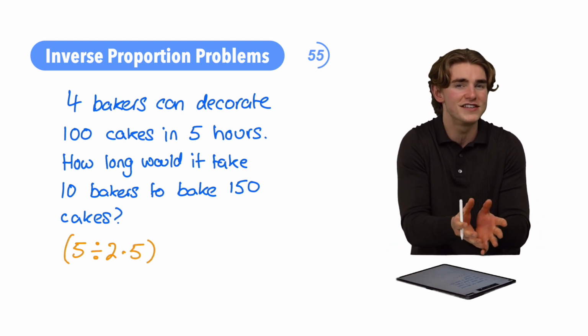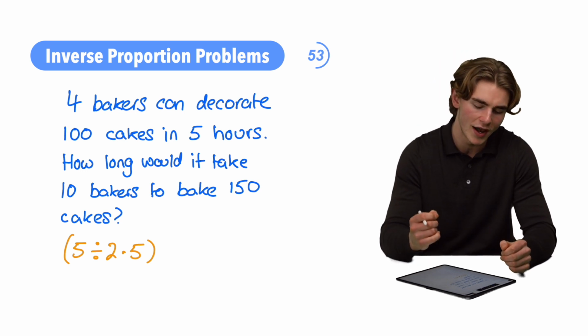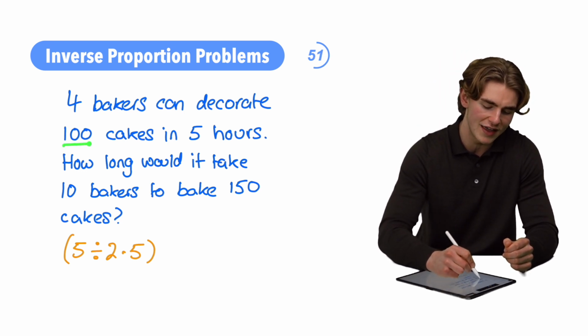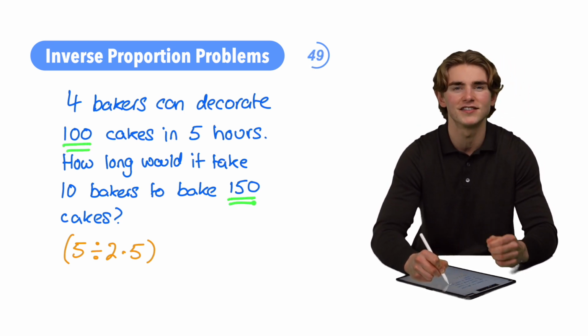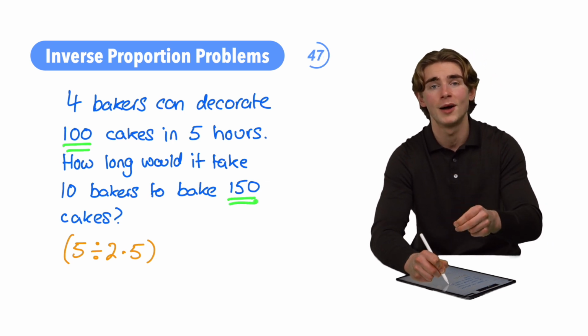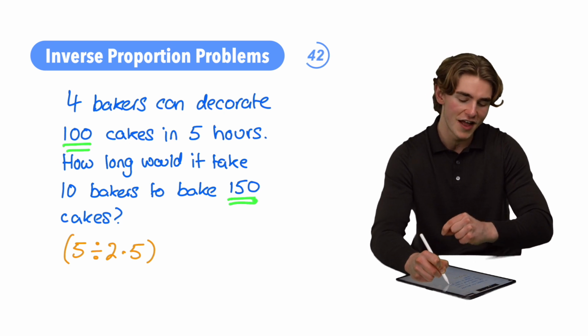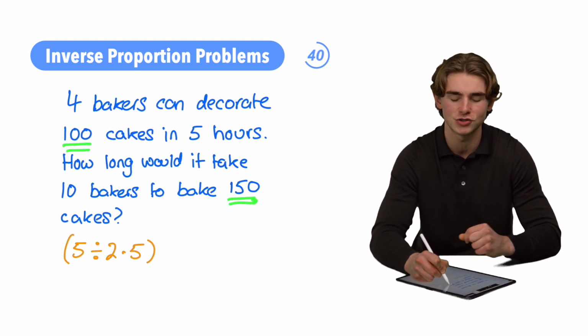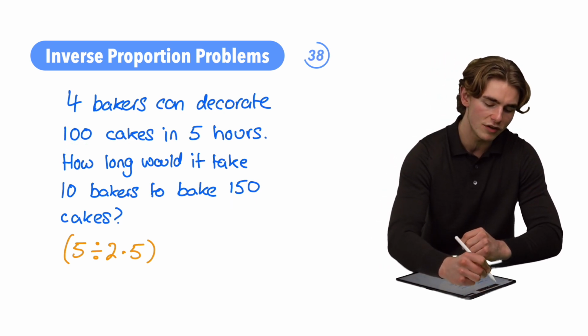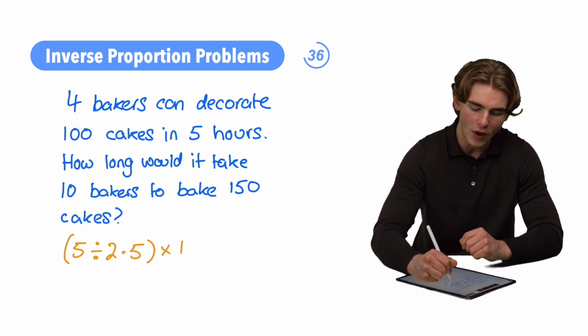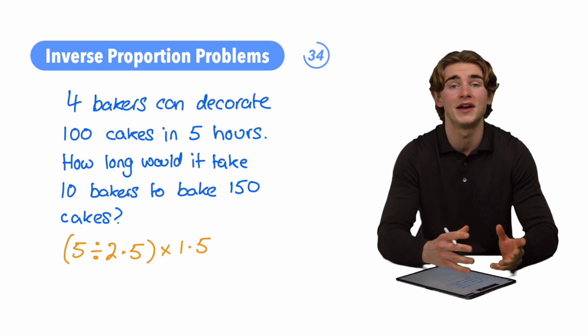However, that thing which is increasing our time, what's that going to be? Well, we've gone also from 100 cakes to 150 cakes. So we have 1.5 times as many cakes to make. We could do that by doing 150, our new number of cakes, divided by 100, our initial number. So we're now going to have to multiply this number by 1.5. Why? Because we have 1.5 times as many cakes to make.